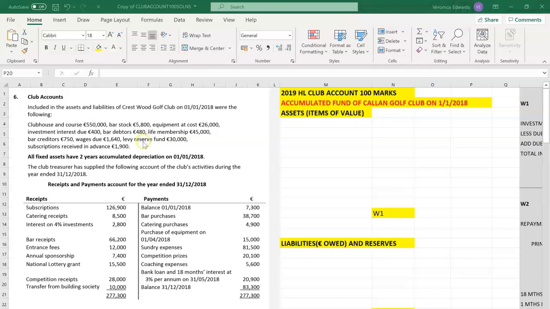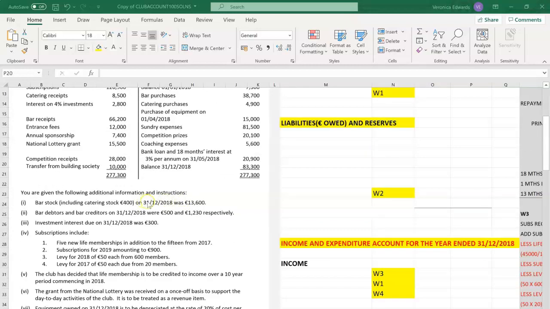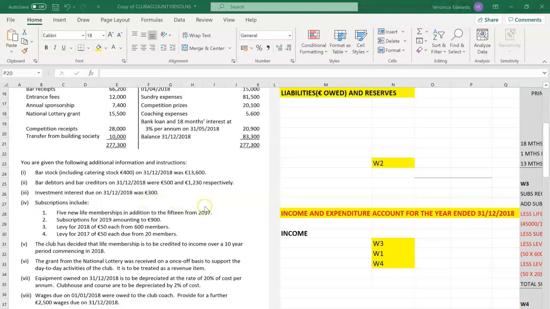At the top of the question, you are given a list of the assets, liabilities and reserves of the club on the 1st of January. Then you're given details of money coming in, receipts, and money going out, payments of the club during the year. And then you're given additional information and instructions down the bottom of the question.